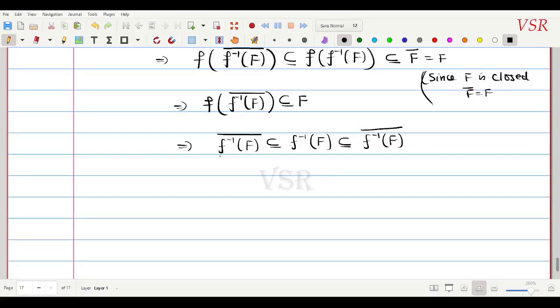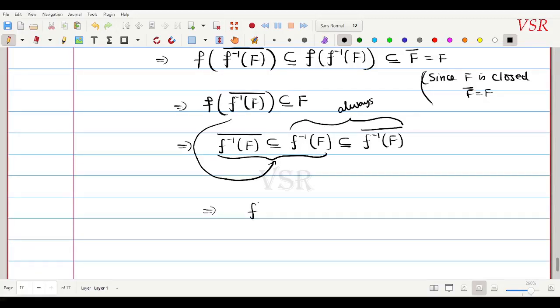இது இங்க இருந்து வந்திருக்கு. இந்த inequality எங்க இருந்து வந்திருக்கு அப்படின்னா, it comes from here. But this is always, இது எப்பவுமே true. So this implies that F inverse of capital F is equal to F inverse of capital F, the whole closure.